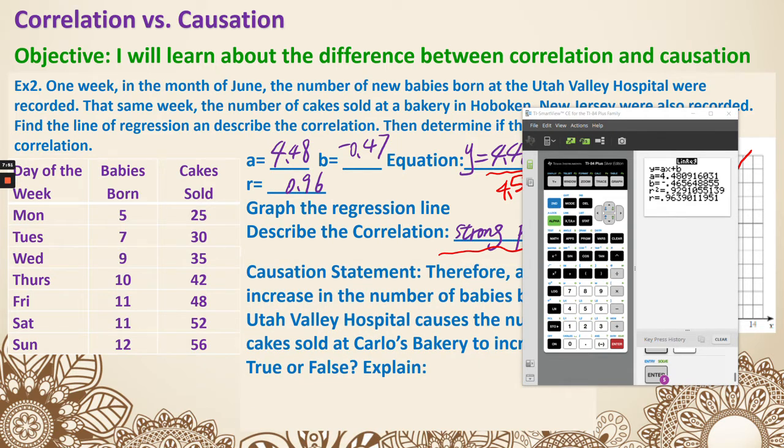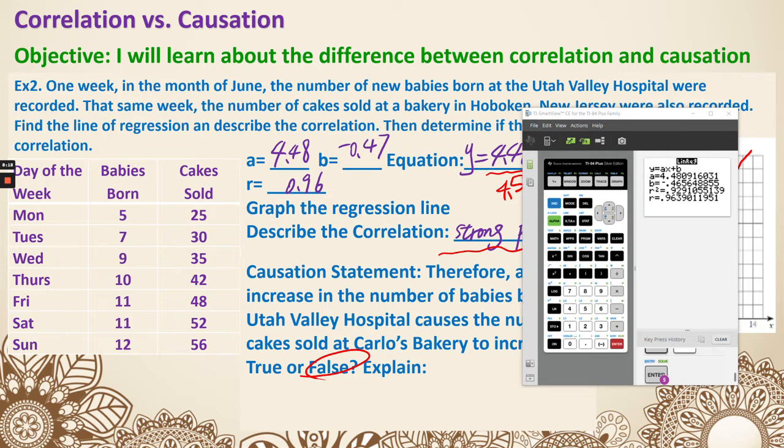Therefore, an increase in the number of babies born at Utah Valley Hospital causes the number of cakes sold at Carlo's Bakery to increase. Is that true or false? By simple logic, clearly that is false. It's not like every single family that has a baby at Utah Valley Hospital, afterwards they're going to fly to New Jersey and buy a cake at this bakery. Or they're going to suddenly order cakes from this famous bakery.